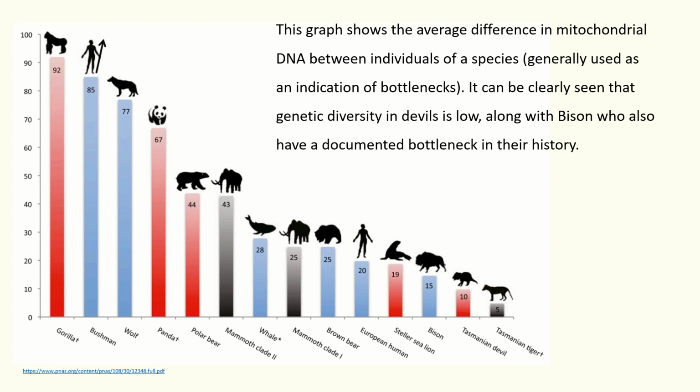If you look all the way at the top, gorillas have fantastic genetic diversity, but population-wise, they are threatened. Similarly, pandas, etc. This is a demonstration of all of these organisms that have undergone bottlenecks, and cheetahs are another famous example that have undergone significant bottlenecks and have low genetic diversity.